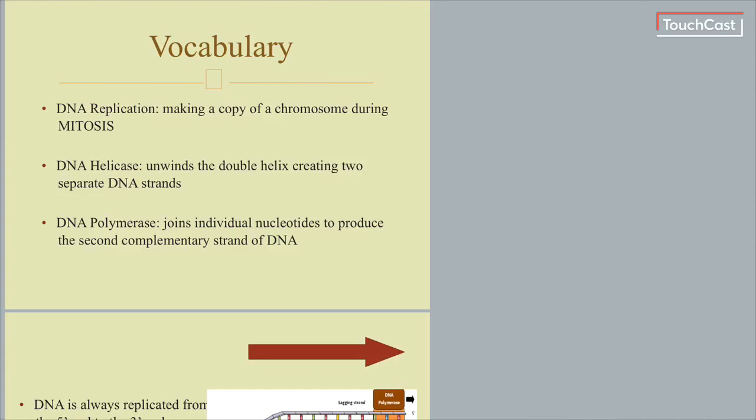Now that we've reviewed, let's go over some key vocab for DNA replication. First, what is DNA replication? It's making a copy of your chromosomes during mitosis so that your cells can divide. We have DNA helicase, and they're responsible for unwinding the double helix so that we have 2 separate strands of DNA. And finally, DNA polymerase, which joins individual nucleotides to produce a second complementary strand of DNA.